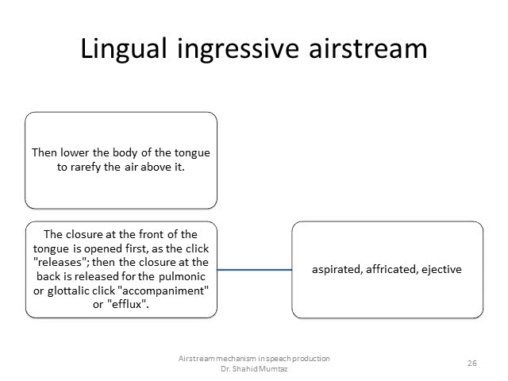The closure at the front of the tongue is opened first as the click release. Then the closure at the back is released for the pulmonic or glottalic click accompaniment or reflex. This may be aspirated, affricated, or even ejective. Even when not ejective, it's not uncommon for the glottis to be closed as well for a triply articulated consonant, and this third closure is released last to produce a glottalized click.